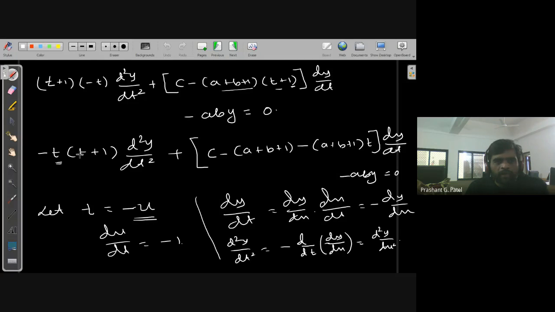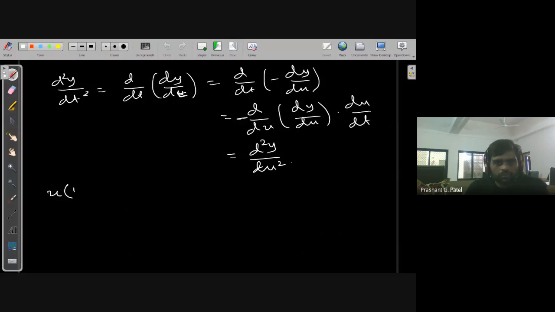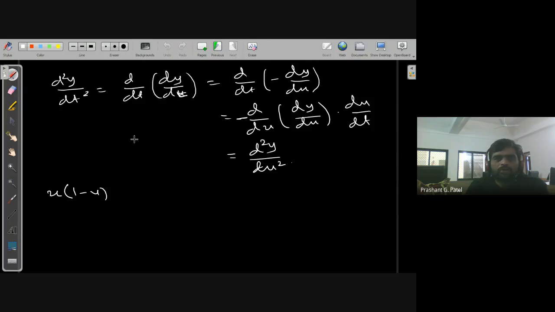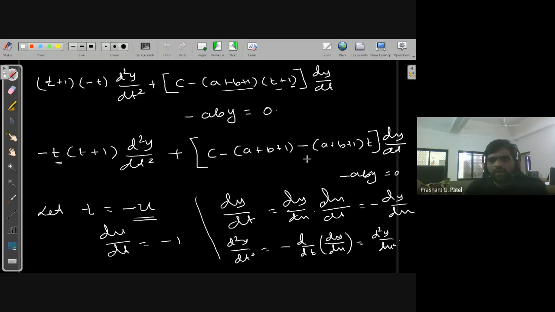This will be minus u. So that's why it is 1 minus u. And d square y by dt square is d square y by du square. So that's why it is d square y by du square plus the whole thing as it is, just instead of this t, there is a minus u there.